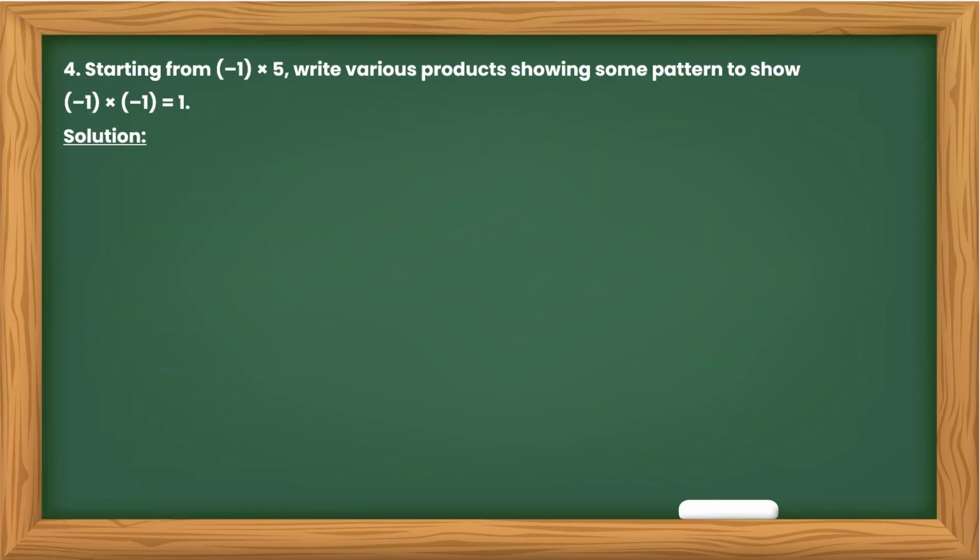The fourth question is, starting from minus 1 into 5, write various products showing some pattern to show minus 1 into minus 1 is equal to 1. So the question is, you will have to prove that minus 1 into minus 1 is 1, but using some pattern they have told. And you will have to start off your pattern with the given statement itself, that is minus 1 into 5. So now let's start writing it down.